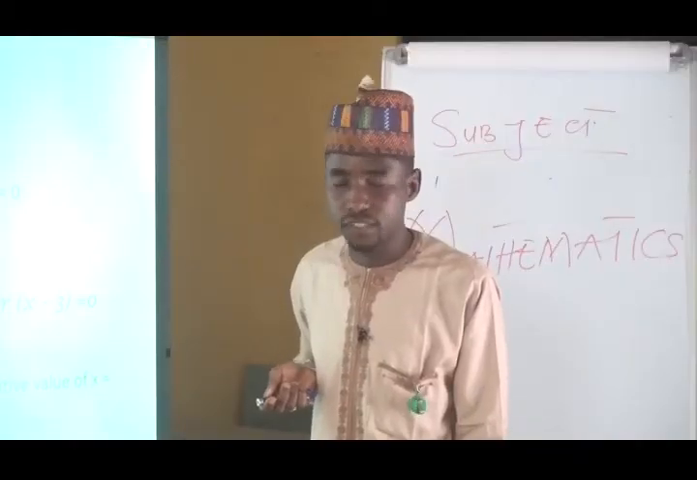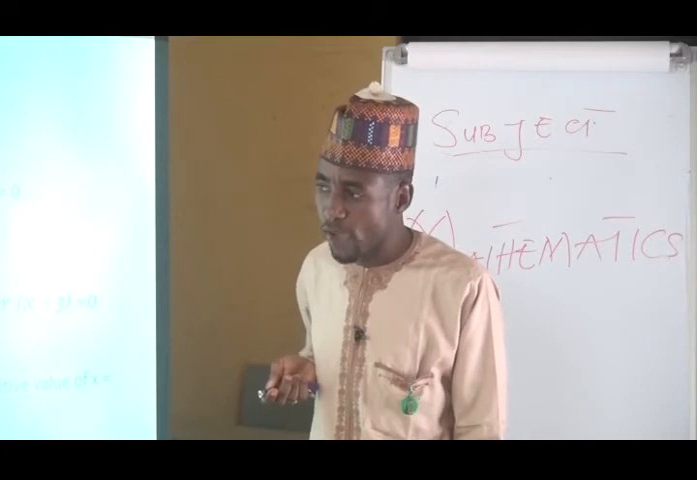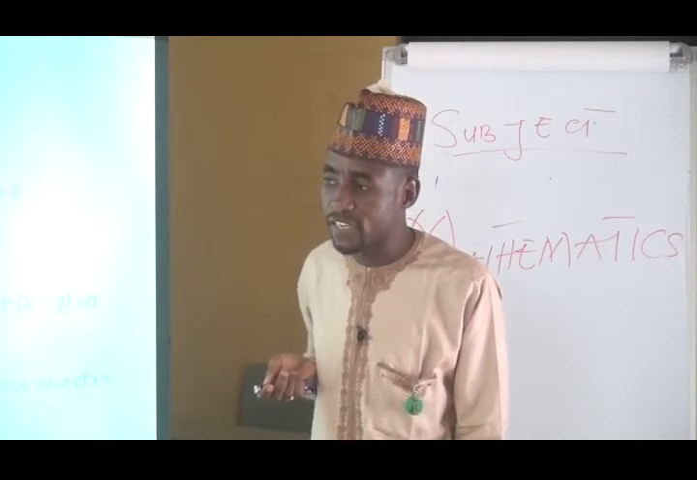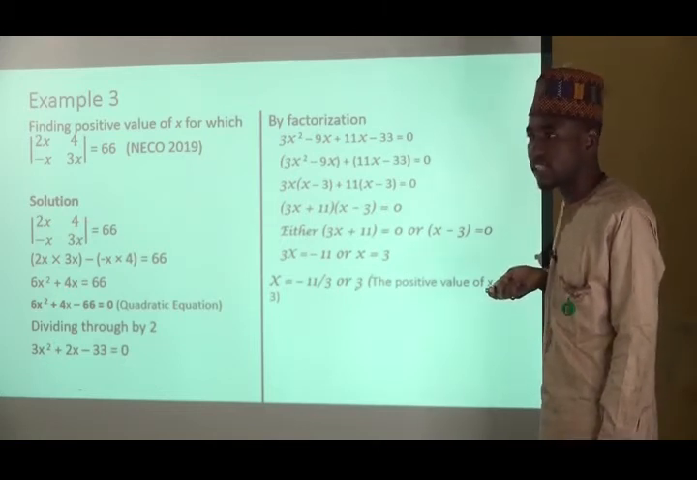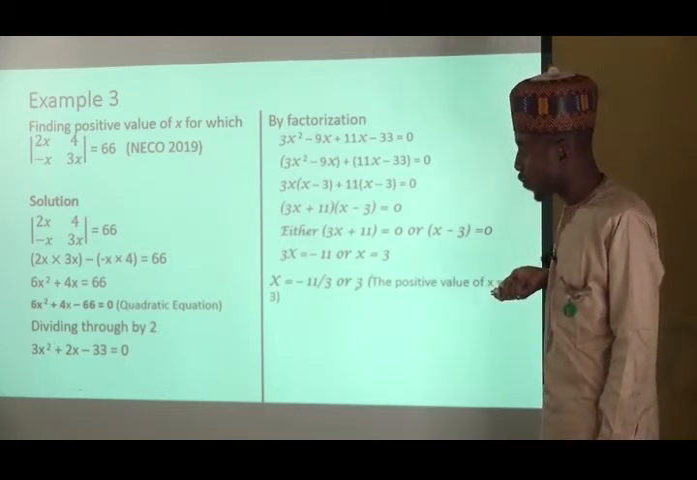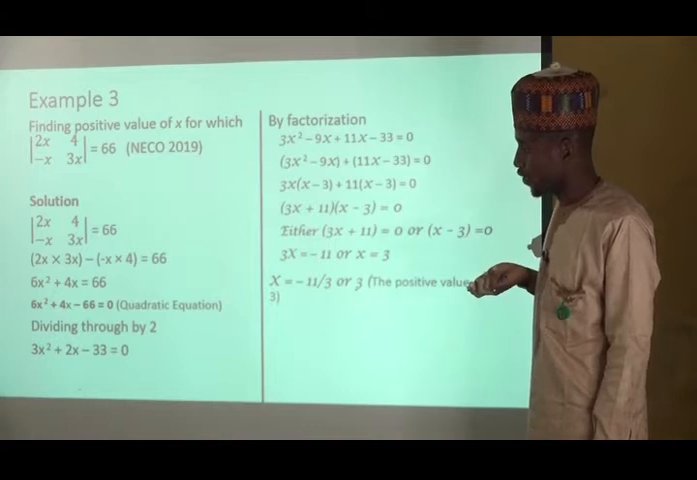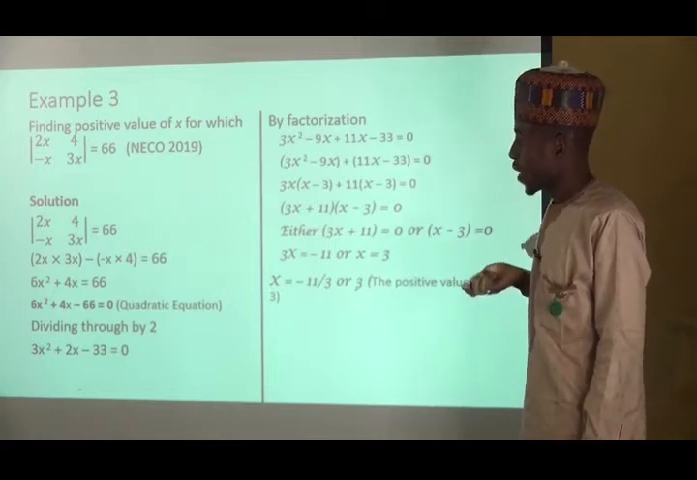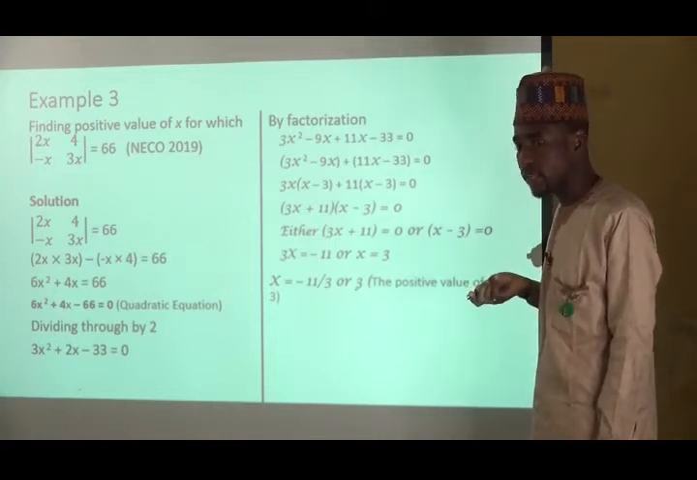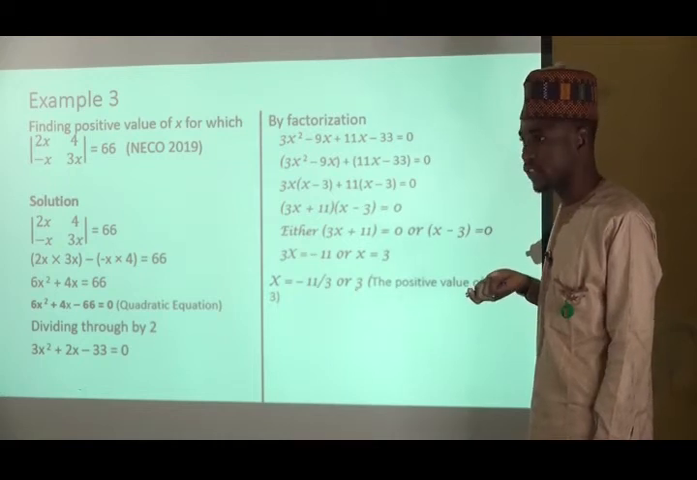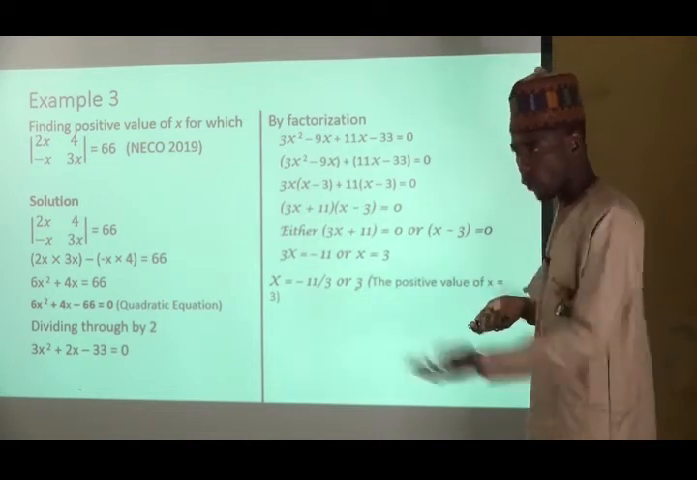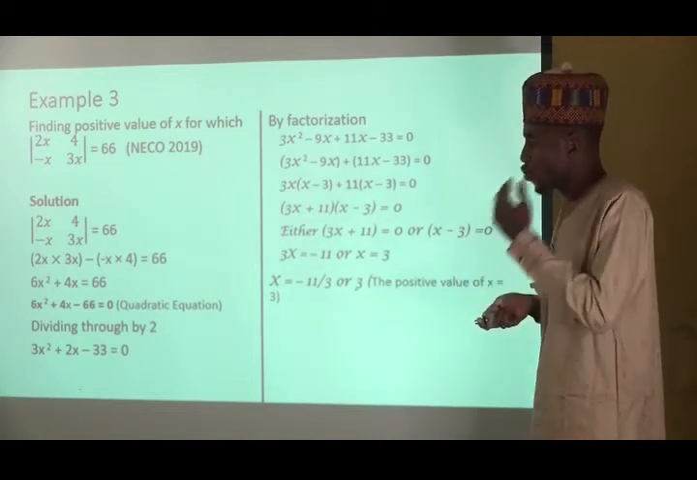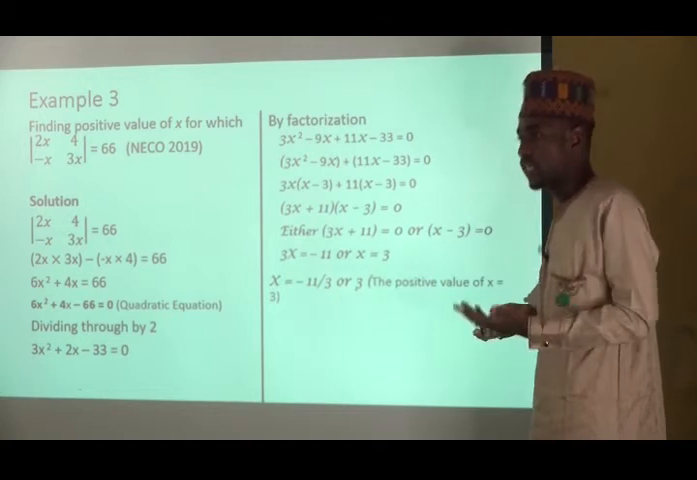Next is 6x squared plus 4x. This 66 at the right hand side is positive. If it crosses the equality sign to the left hand side, it will change to negative. Therefore, we have 6x squared plus 4x minus 66 equals 0. And this gives you a standard quadratic equation. Now, you apply the knowledge of quadratic equation.